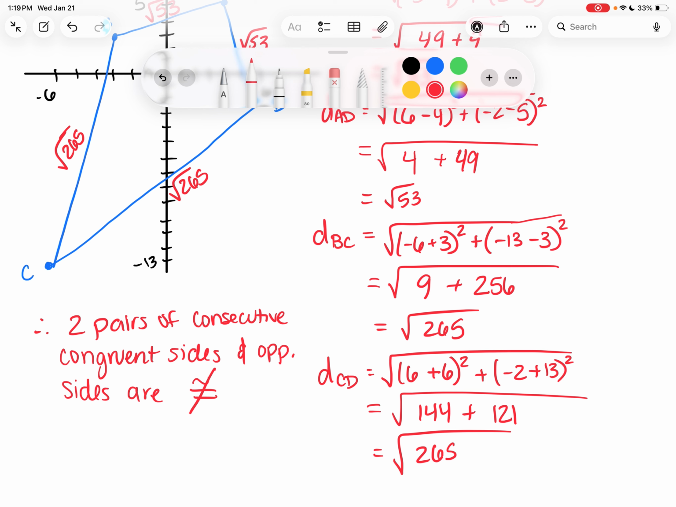Now, if this was a question on your quiz, you wouldn't necessarily have known that it was a kite, so you would need to then say, therefore it's a kite, okay?